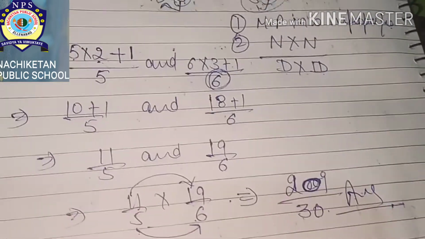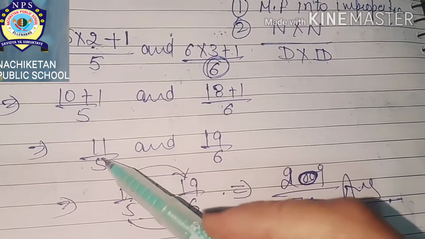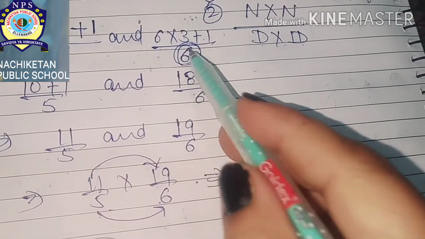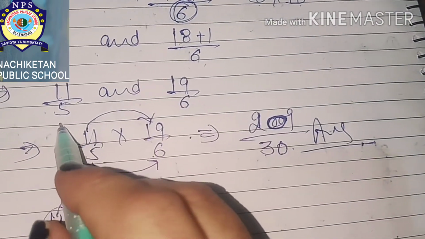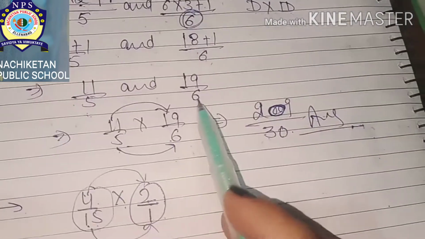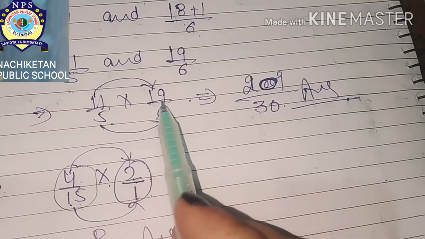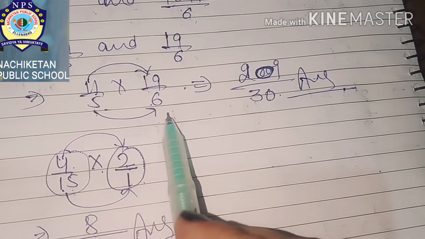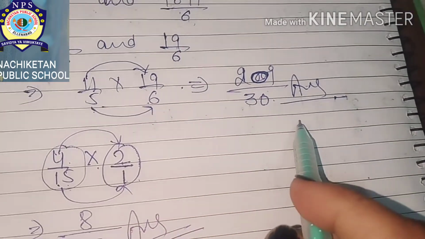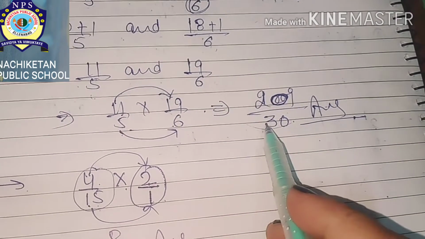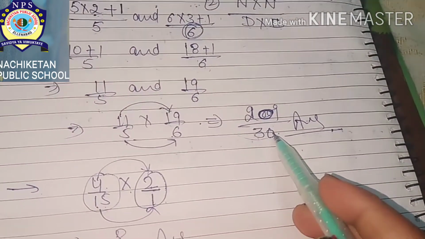Okay, now 5 into 2 will be 10 and plus 1 is here. 10 plus 1 becomes 11 upon 5. Now 6 3s are 18 plus 1 will be 19 upon 6. Now our statement is 11 upon 5 and 19 upon 6. Now we have to multiply these two fractions. Same procedure: numerator multiply with numerator and denominator multiply with the denominator. 11 multiply 19 will be 209 and 6 into 5 will be 30, and our answer is 209 upon 30. Clear? If you want to reduce this to the lowest term, then you can go for it.